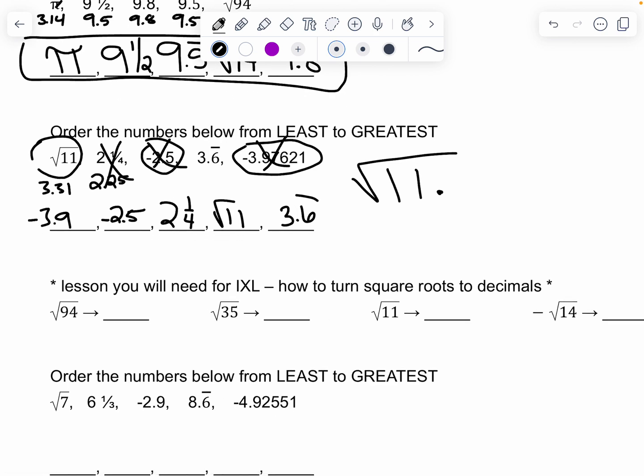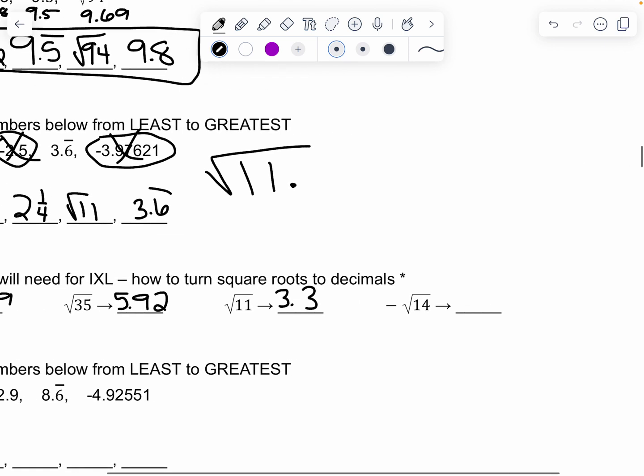For IXL, I just want to make sure you know how to turn square roots into decimals. So again, practice doing this. For the square root of 94, you should get 9.69. Square root of 35, you should get 5.92. Square root of 11, you should get 3.3. And then the square root of 14, you would get 3.7. However, there's a negative, so just keep that.